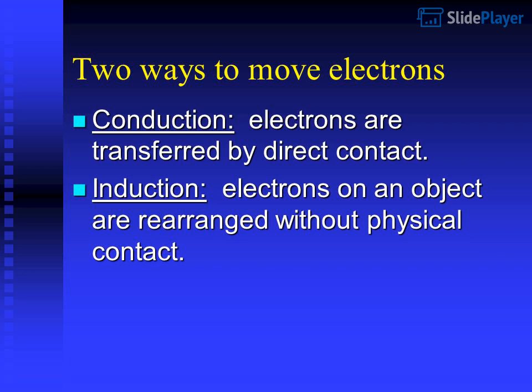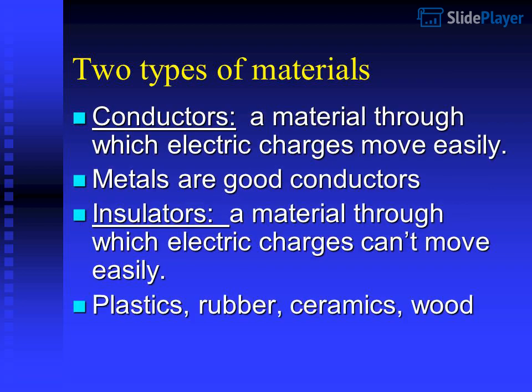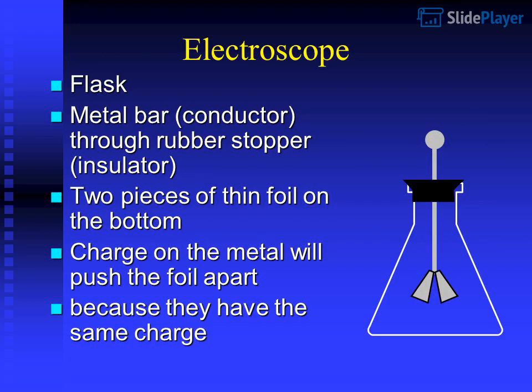Conduction. Electrons are transferred by direct contact. Induction. Electrons on an object are rearranged without physical contact. Two types of materials. Conductors, a material through which electric charges move easily. Metals are good conductors. Insulators, a material through which electric charges can't move easily. Plastics, rubber, ceramics, wood.